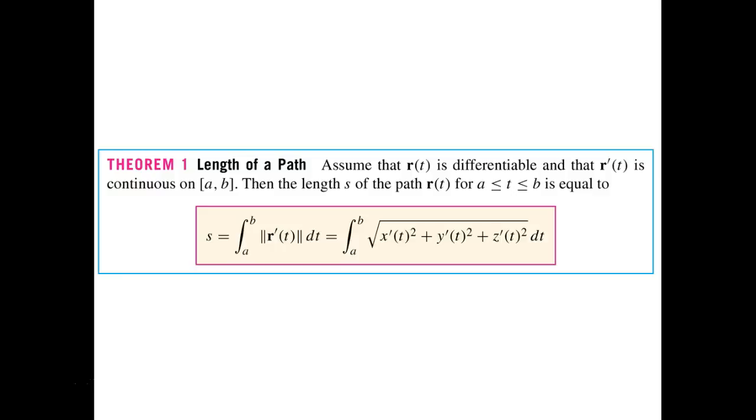Okay, I think that's enough to say about that here. That is your definition of the arc length, where the magnitude of r prime is the square root of x prime squared plus y prime squared plus z prime squared. Anymore I think would just be confusing. That's the formula. Okay, let's do example 1, I think.